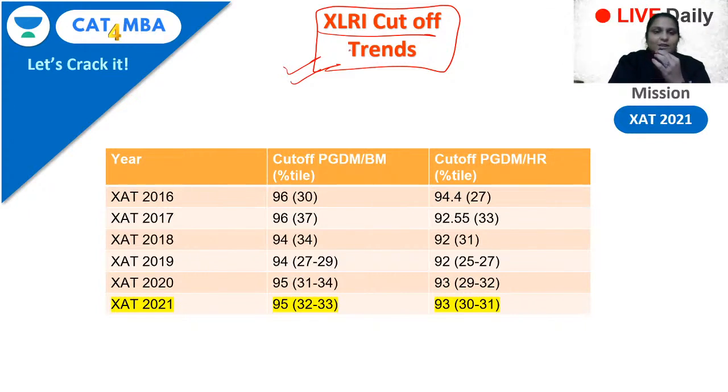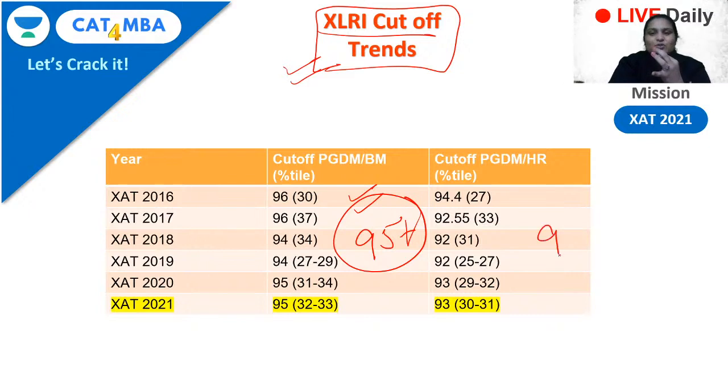As you can see, for the last 5 years, the cutoff for BM has been 95+, and for HR, it is usually 94+. The only time it went beyond this level was when they increased the intake for the interviews. That's in 2017 and 2018, when they actually changed the paper pattern.